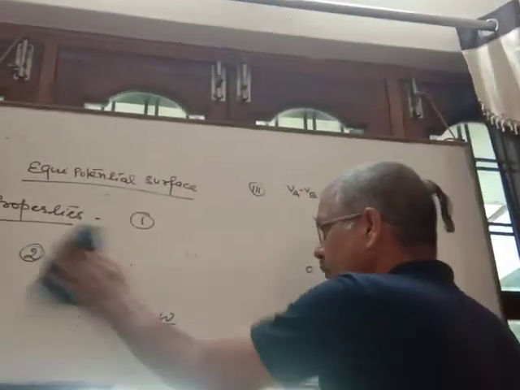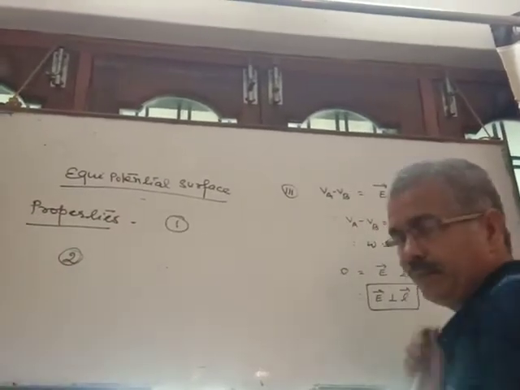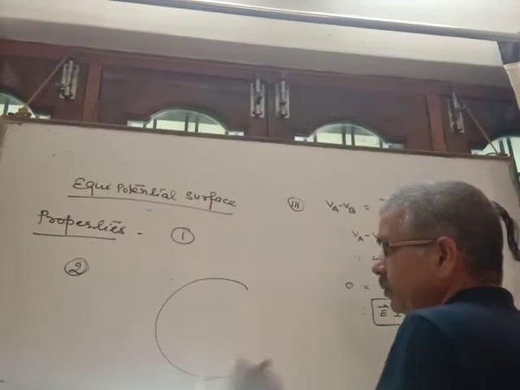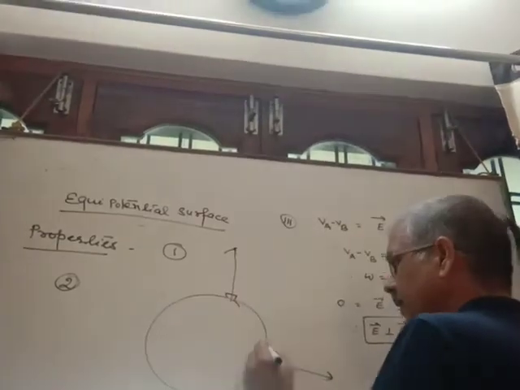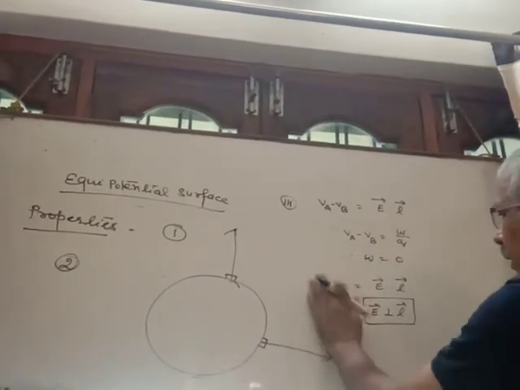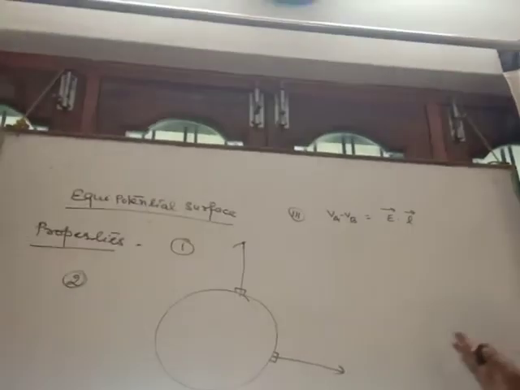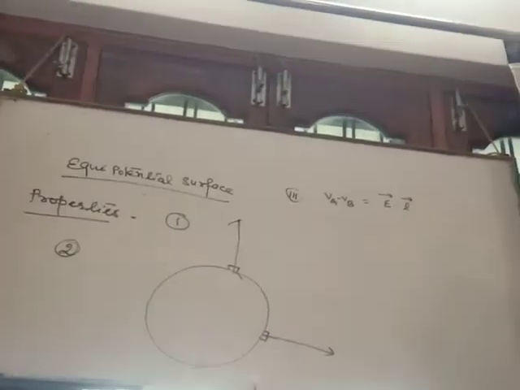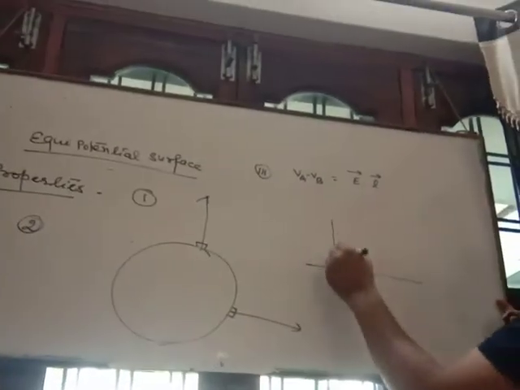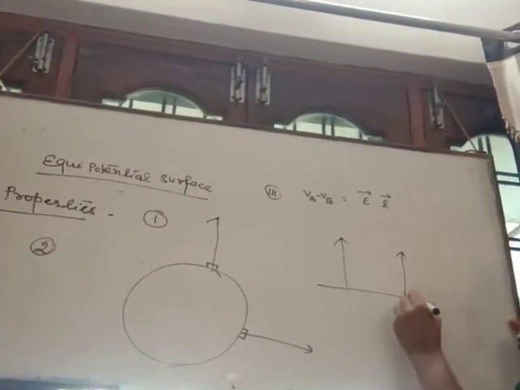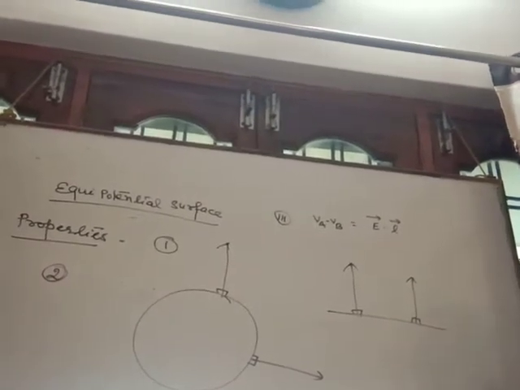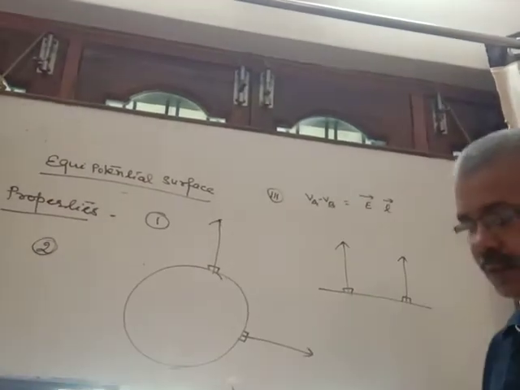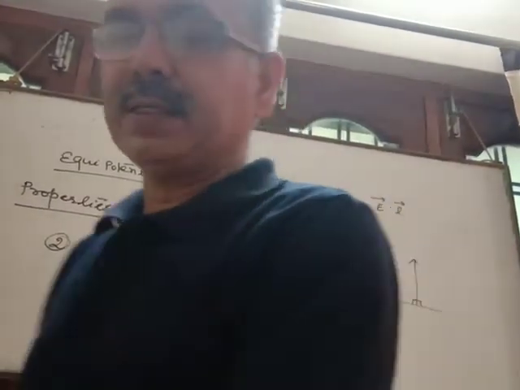Suppose we have an equipotential surface and electric lines of force emerge perpendicularly through the surface of a charged body. If both are perpendicular to the surface, it means they are parallel. Suppose these two are the electric lines of force, they emerge normally to the surface. So they are parallel, and if they are parallel, they will never intersect. It means the electric lines of force which emerge from the equipotential surface never intersect. Clear?